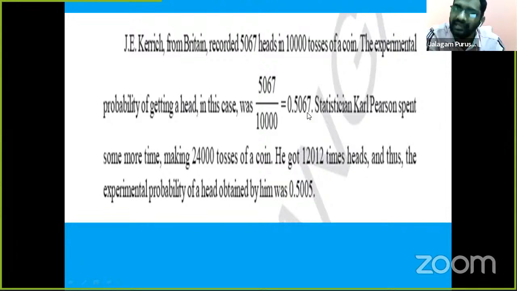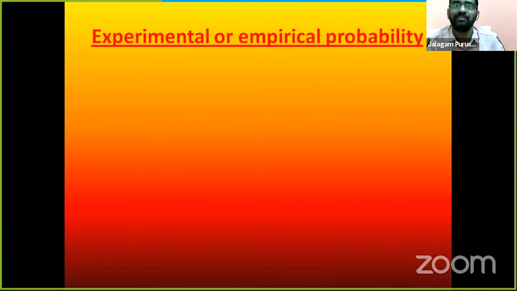Here also 0.5067, and in the previous example we got 0.405 like that. So the probability is related like this: 0.5067, 0.5005. And now, experimental or empirical probability. We will learn full detail about experimental or empirical probability.